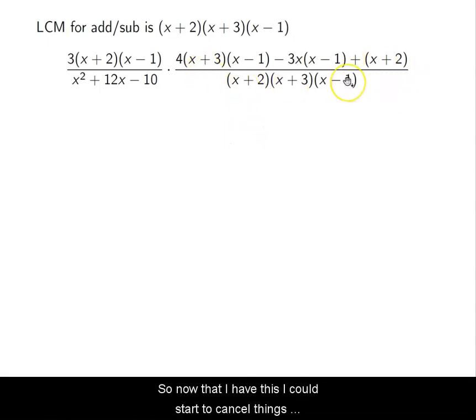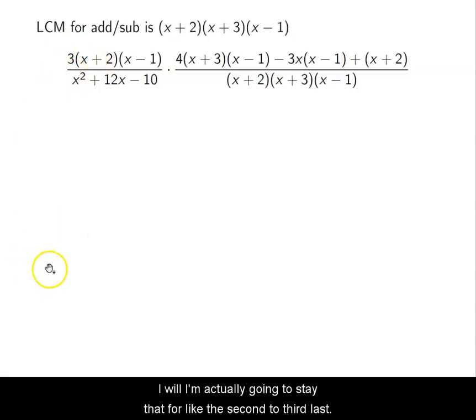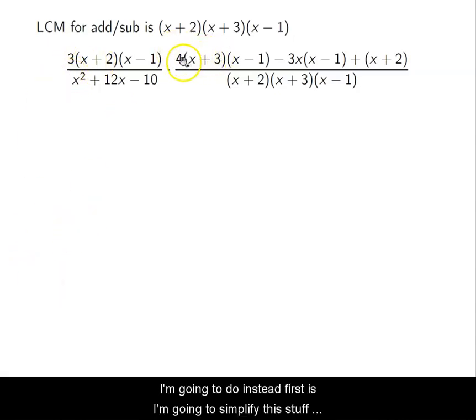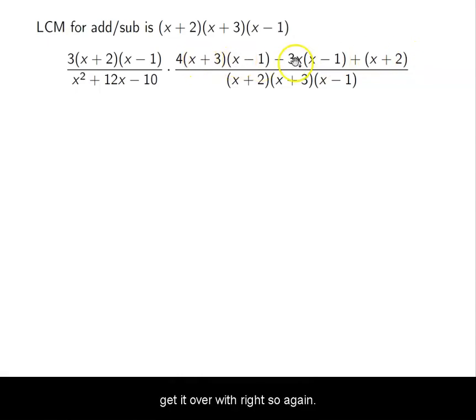So now that I have this, I could start to cancel things because I have stuff on top. The only problem with that is I do have this times this, right? Whenever I have something in the numerator and denominator, as long as everything's being multiplied, I can start to cancel stuff. So I can cancel x plus 2, x plus 2, x minus 1, x minus 1 if I wanted to. I'm actually going to save that for the second to third last step. What I'm going to do first is simplify this stuff, because to me, that's more of a headache, so I just want to get it over with.